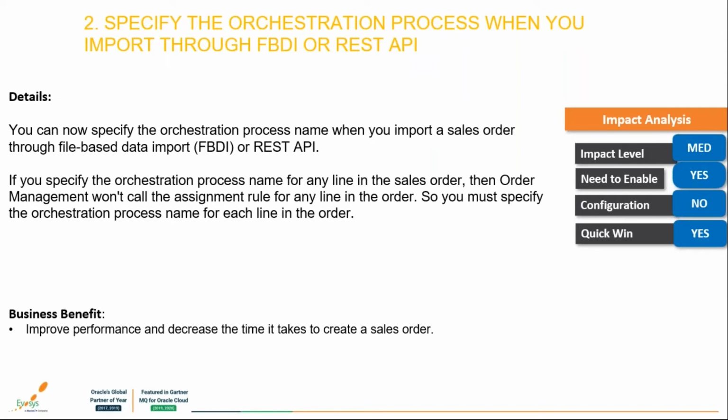You can now use an order management extension to specify the orchestration process name. Use this feature when you know which orchestration process you want to use and don't have complex business logic that requires you to select from different orchestration processes according to attribute values from the sales order. The impact level is medium, and we don't need to configure anything, but we need to enable it in the system. The business benefit: improve performance and decrease the time it takes to create a sales order.